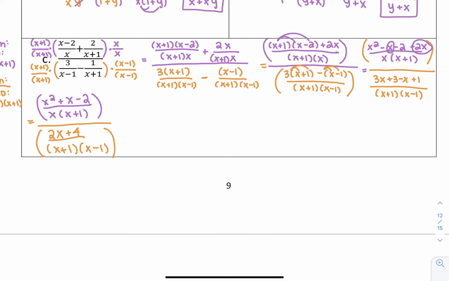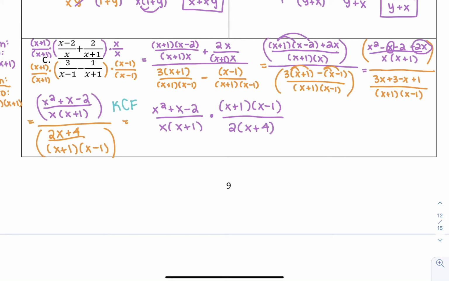Now finally, I get to keep, change, flip. So here's that part where I get to keep, change, flip, because I just have two fractions that are combined as much as possible. So I'm going to say, here's my first fraction. And here's my second fraction, which I'm going to flip. Now I'm going to cancel as much as possible. So, oops, this is just a 2x plus 4.